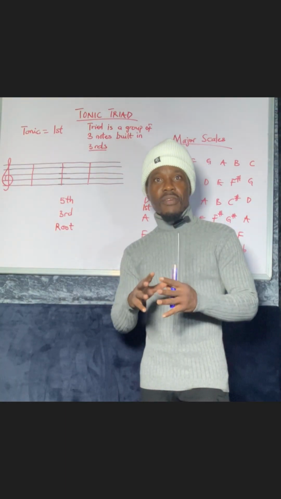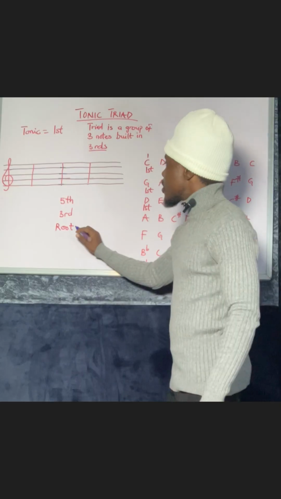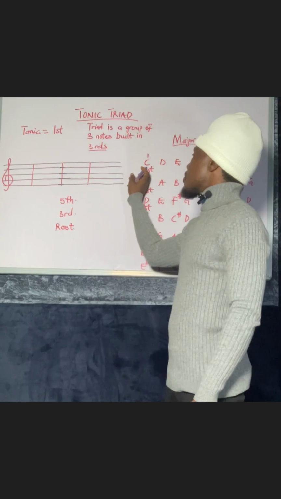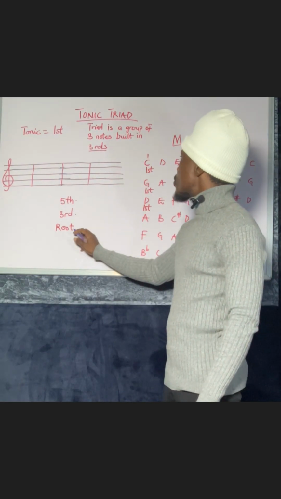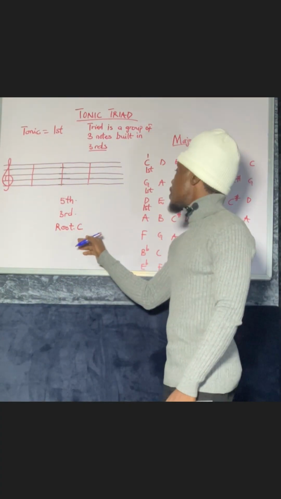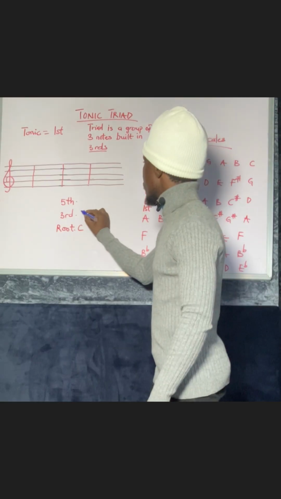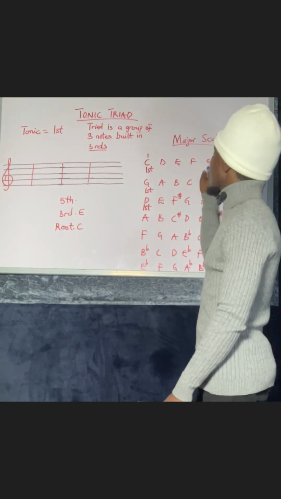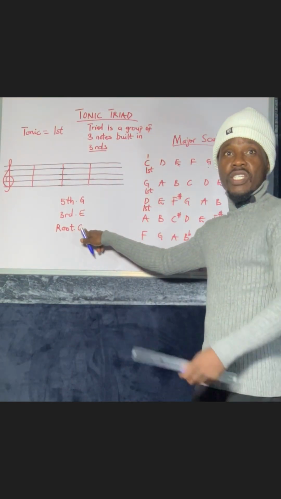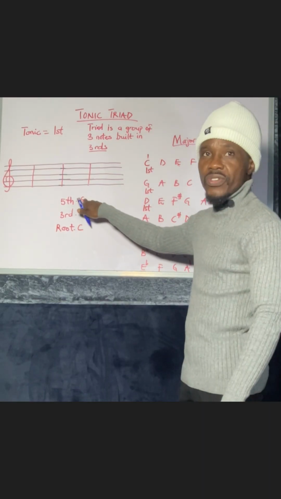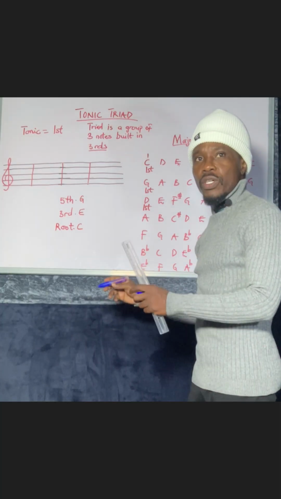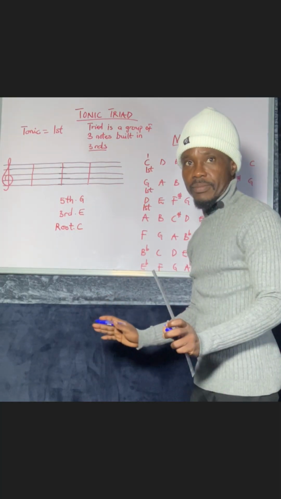Let's talk about the formula for building a triad. We have the root, the third, and the fifth. The root is the tonic. So in this case, let's call this C. C is the root here. The third, which is E. Then the fifth, which is G. So you can see the root note, which is the same thing as the tonic, the third and the fifth of the root. The third of the root, the fifth of the root. This is the formula we use to build our triads.